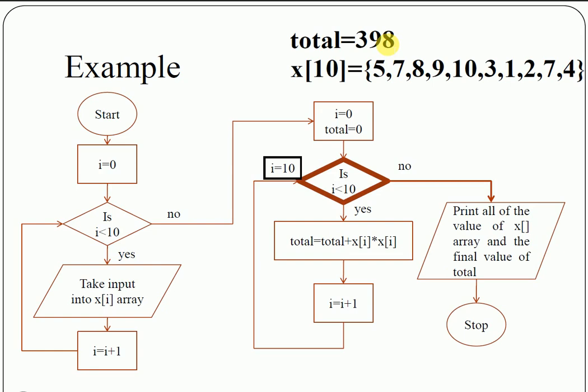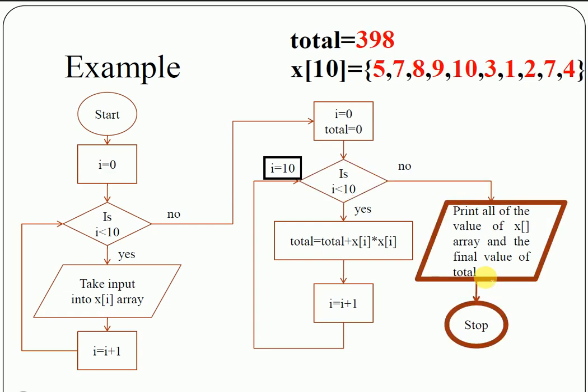When the value of i is equal to 10, this condition is false, and it will go to the next portion, which is the printing portion. Here we see that it prints all of the values of the x array and the final value of total in the last portion. Then it will stop. Now how will we write this in code blocks?